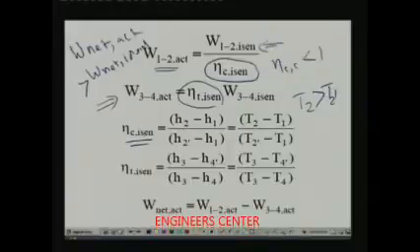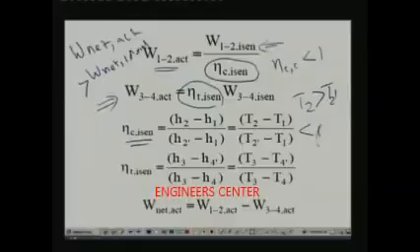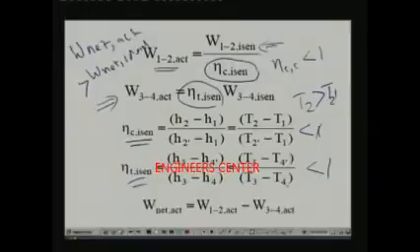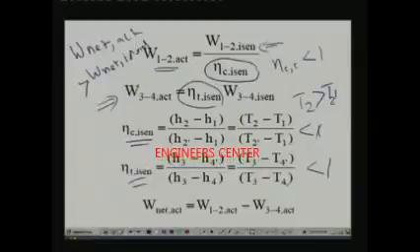I am sorry, I think it is the other way around. T2 is actually lower because T2 dash is for the actual process. So this will be less than 1. For the turbine also you can write the efficiency in terms of the temperatures. Again this will be less than 1, because as you have seen the actual temperature at the exit of the turbine will be higher than the temperature in an isentropic process.